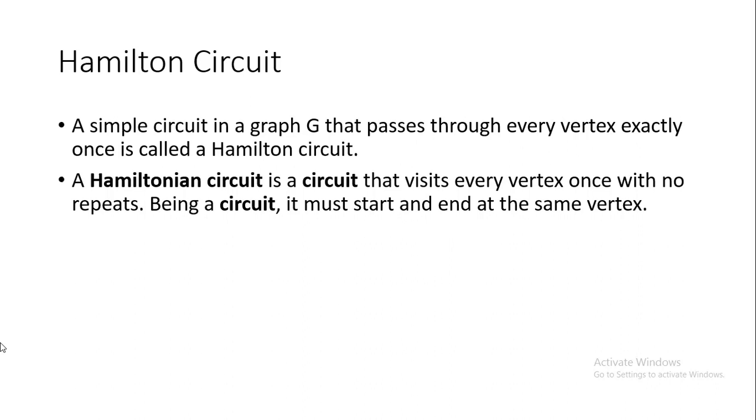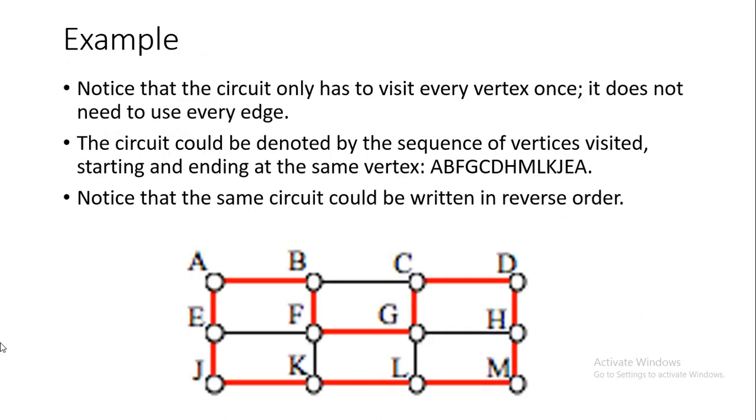A simple circuit in a graph G that passes through every vertex exactly once is called a Hamiltonian circuit or Hamilton circuit. A Hamiltonian circuit is a circuit that visits every vertex once with no repeats. But being a circuit, it must start and end at the same vertex. See here one example.